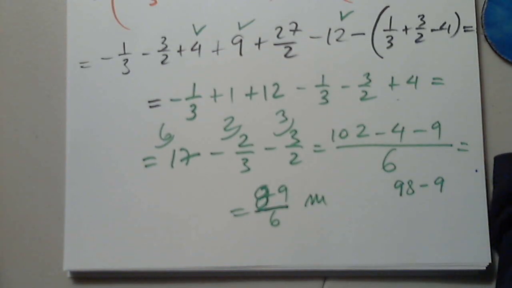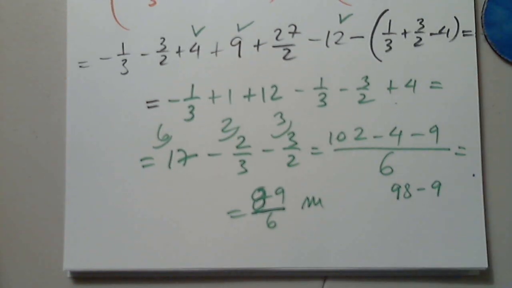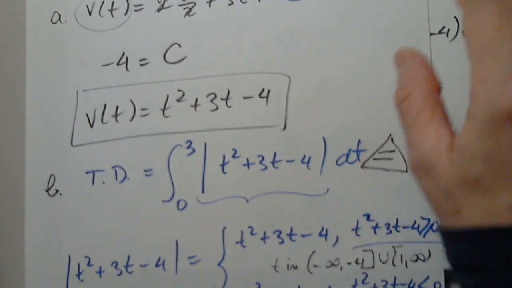Check. So let's go back and check. Okay, so we have math and we have 9. And we had the integral from 0 to 3, and this is from the absolute value of, what was it? X squared plus 3x minus 4.